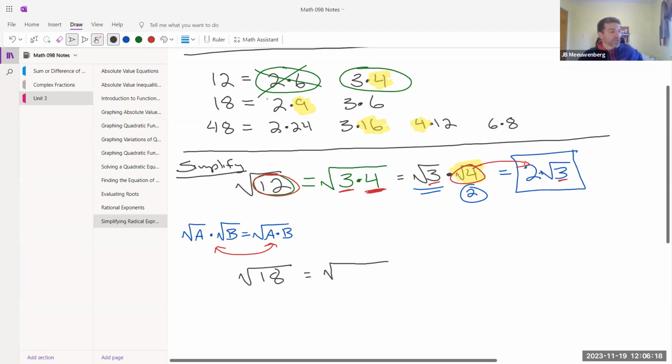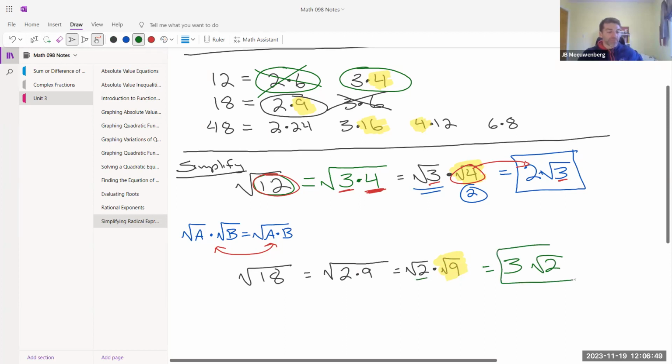So we look at our two options. We look for the one with the perfect square. This one, not this one. We're going to break 18 up into 2 times 9. We're going to separate it into two individual roots. And then we're going to take the square root of the one that's a perfect square and put that out front. So that's going to be a 3 out front, followed by the square root of 2. And this is our simplified expression.